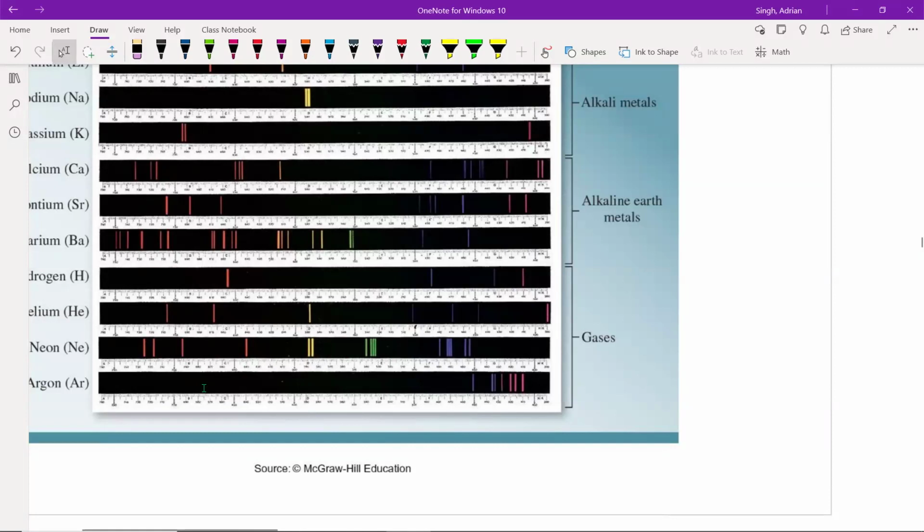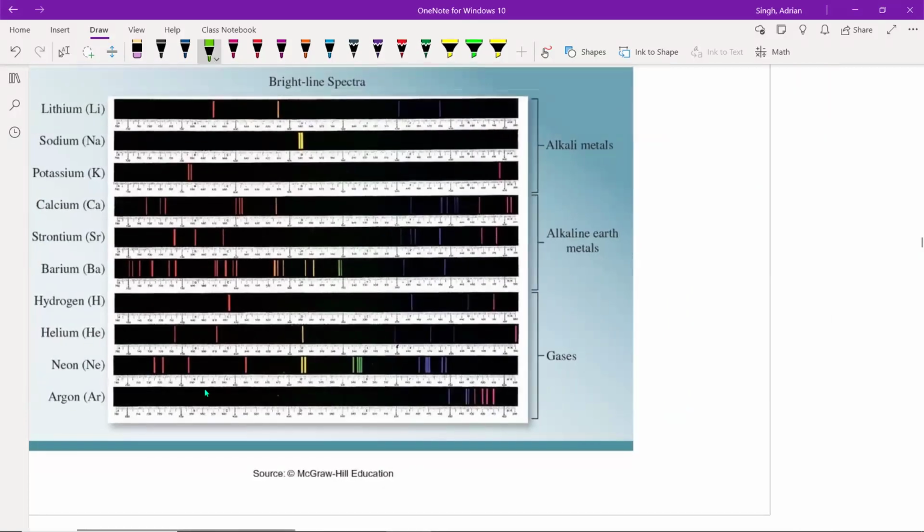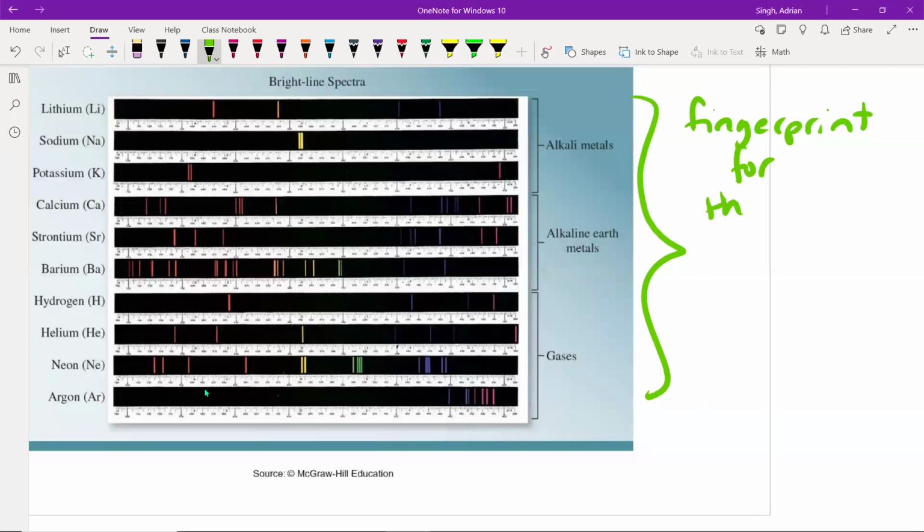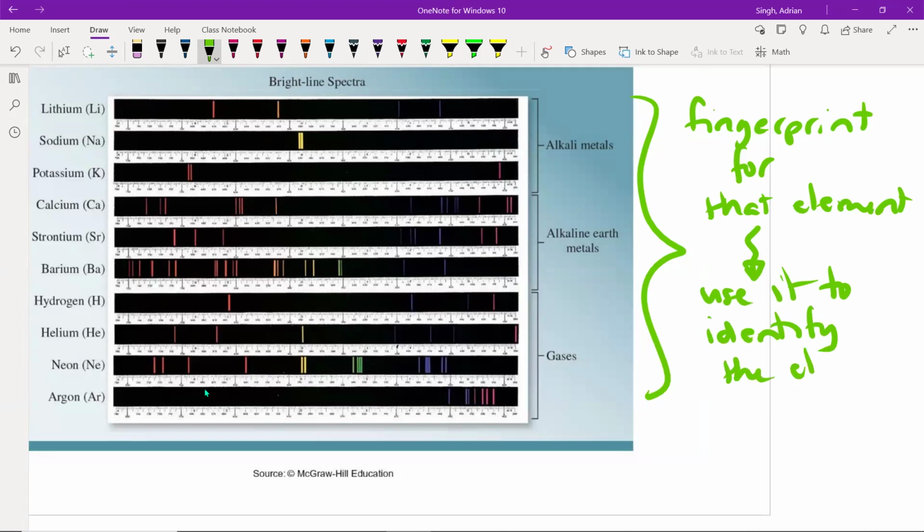So each element is going to have its own unique spectrum. And guess what? We can actually think of the line spectrum as a fingerprint for that element. Whatever that element is, in other words, now we can use it to identify the element. Just like you can use fingerprints to identify people, we can use these line spectra, these emission spectra, to identify, say, this element is present or that element is present.